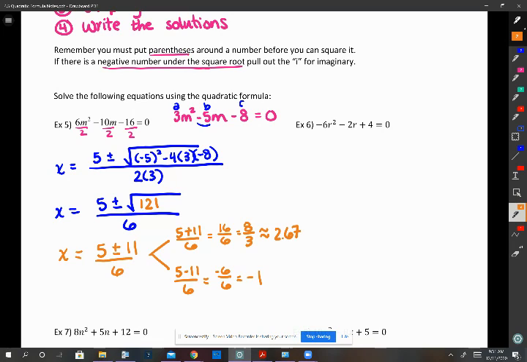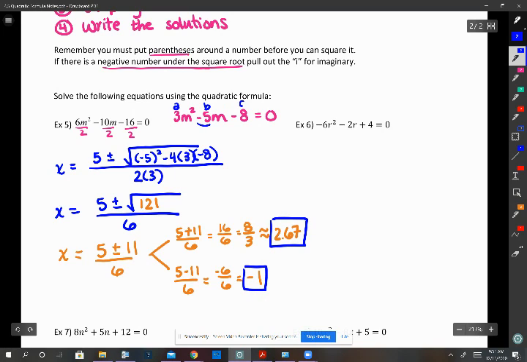So we get 2.67. So those are my two solutions. I've got -1 is one solution and 2.67 is the other solution. And notice how we have a positive 121, so it makes sense that we have two real solutions. If I look at example 6, kind of the same thing.